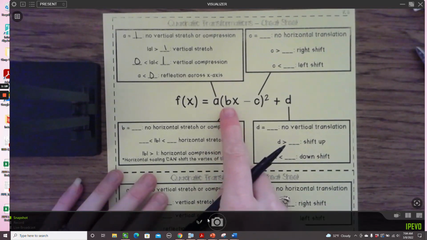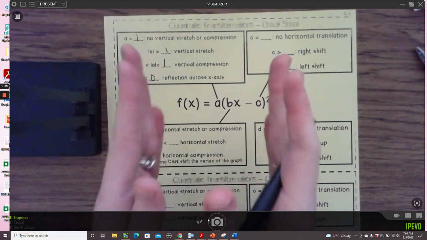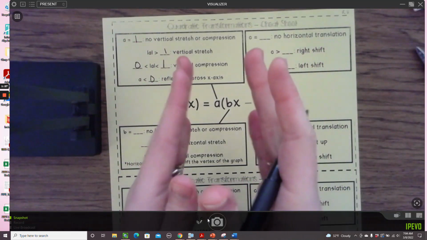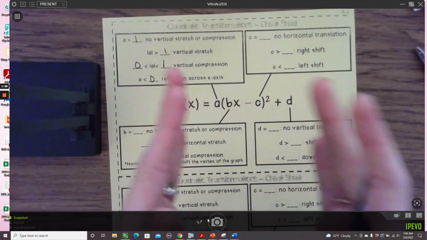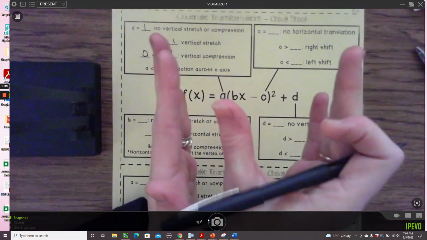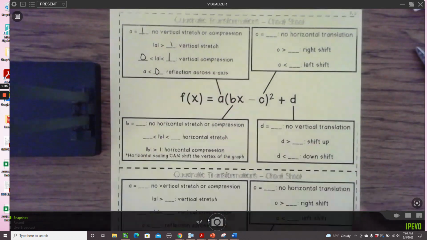If we have a number here inside the parentheses in front of x, that's a horizontal stretch. So horizontally, it's going to stretch it this way, or it's going to compress it this way. And it compresses it or stretches it away from that y-axis. So it doesn't just make the parabola skinnier, it actually pushes it towards that y-axis.